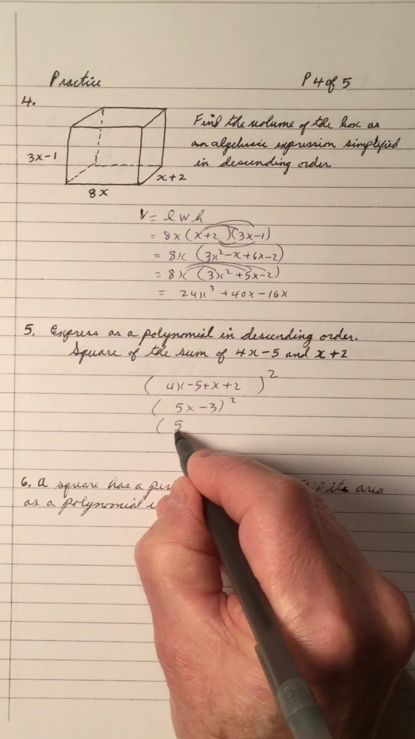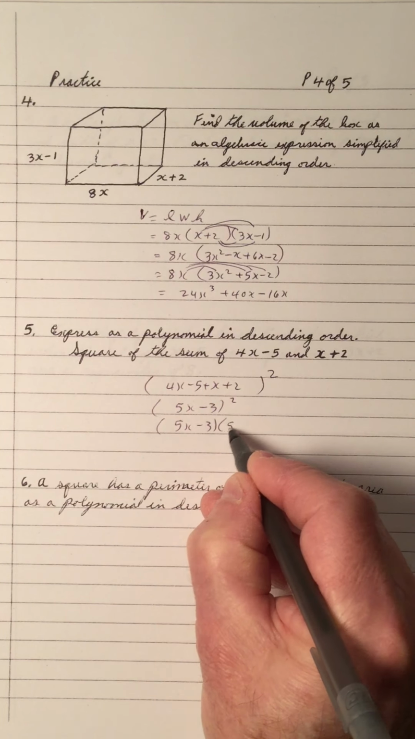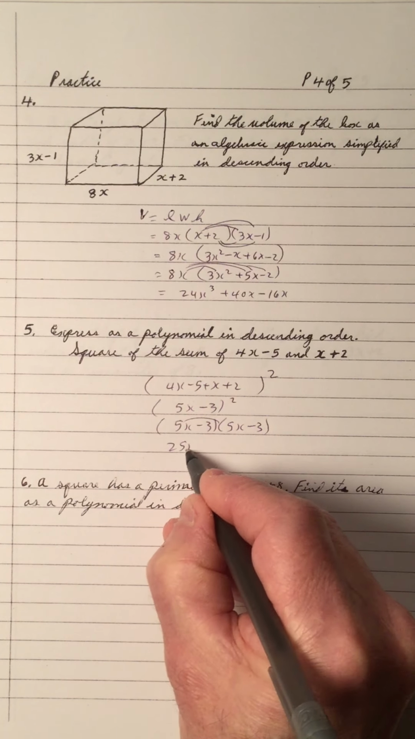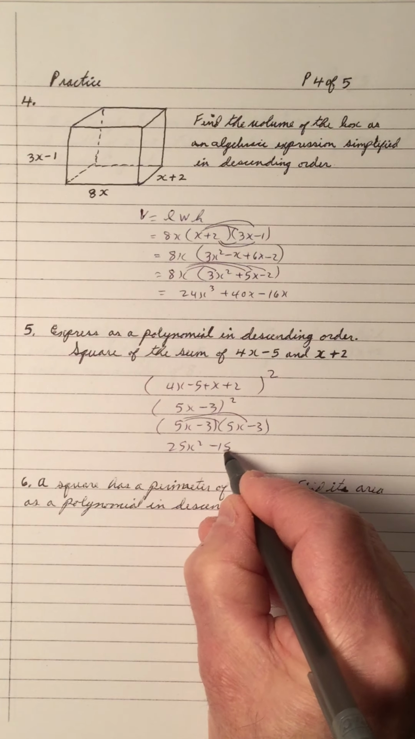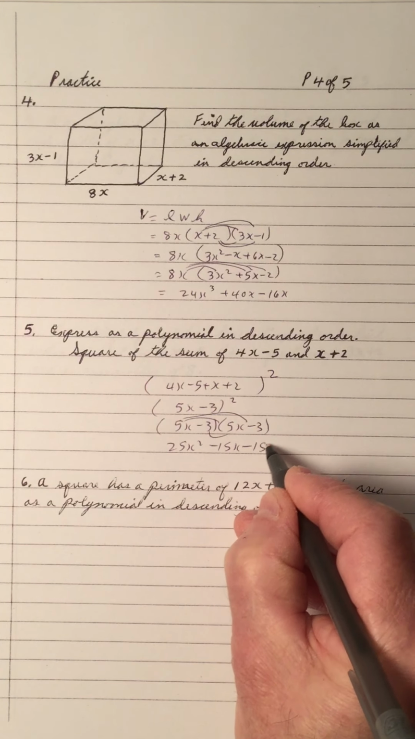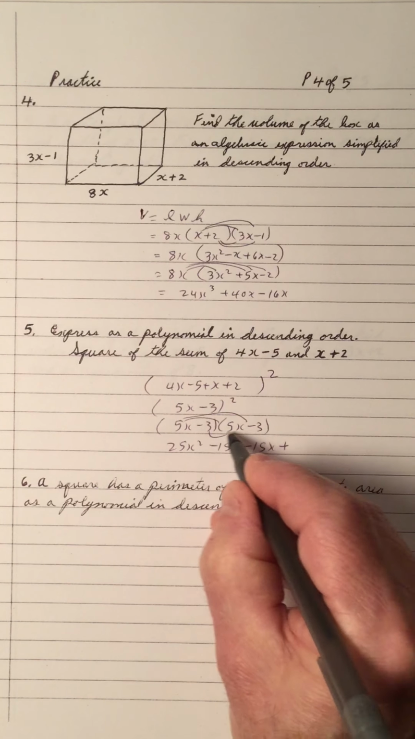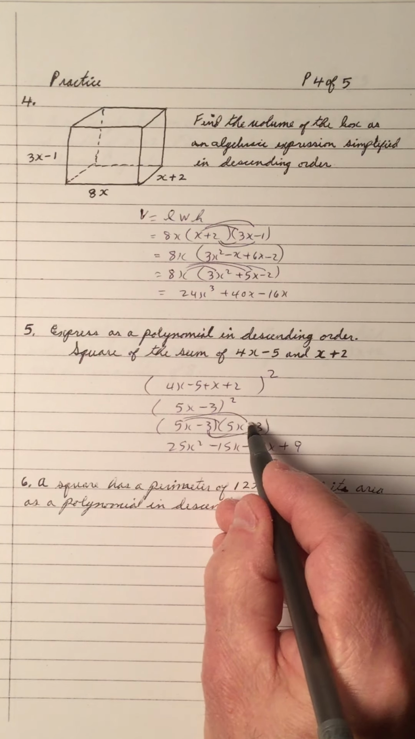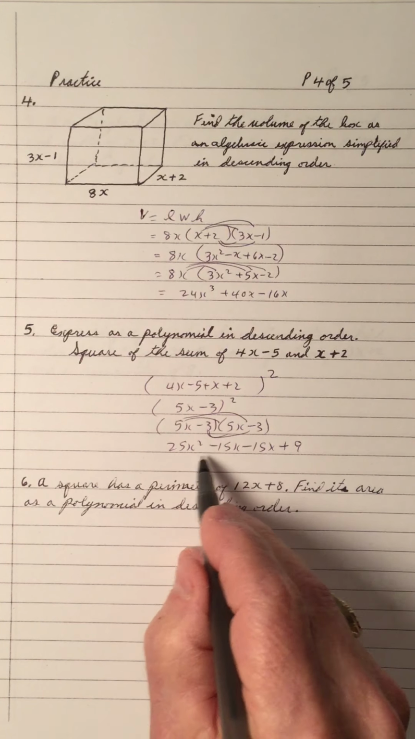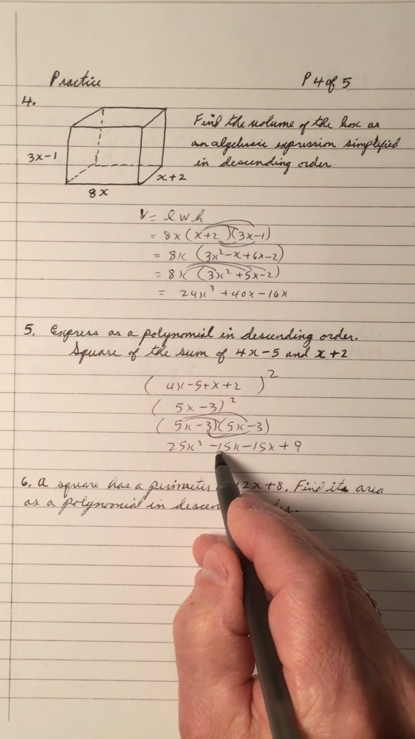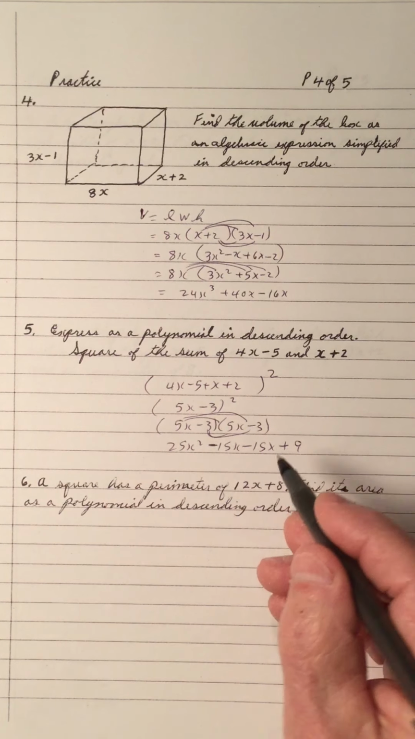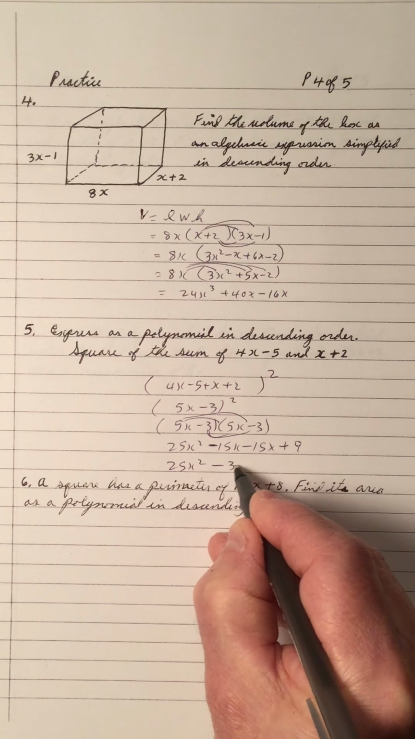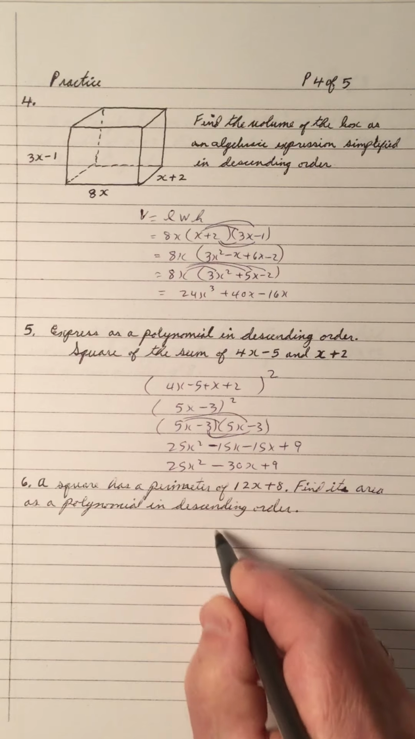And when you square, you multiply by itself. And then we do the FOIL. First, 25x squared. Outside, minus 15x. Inside, minus 15x. And last is plus 9. So notice, first, outside, inside, last. I said 15x here, and I wrote down a negative 15x. So minus 15x and minus 15x is minus 30x. Plus 9.